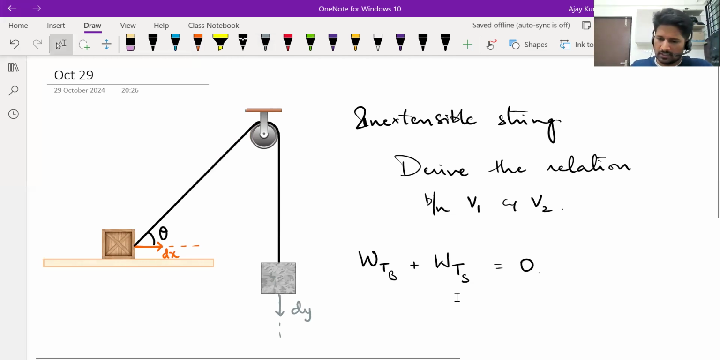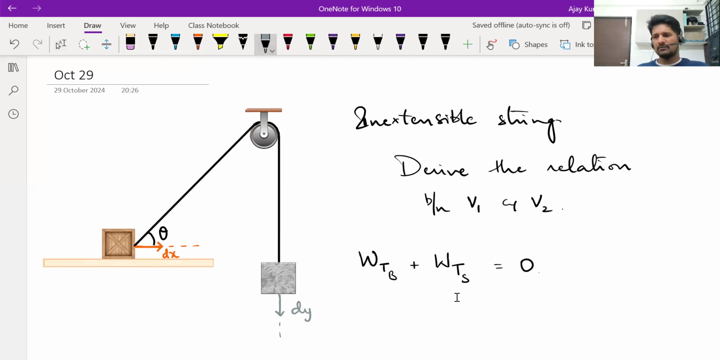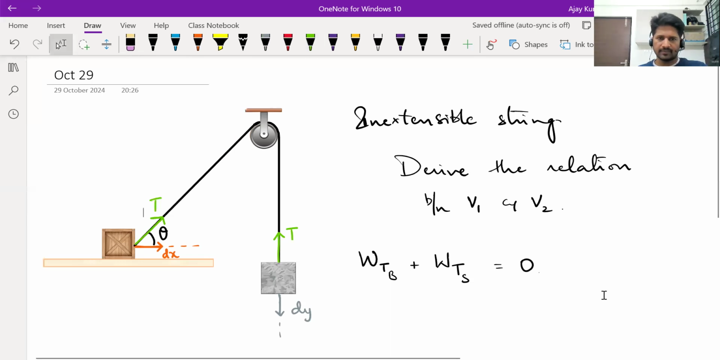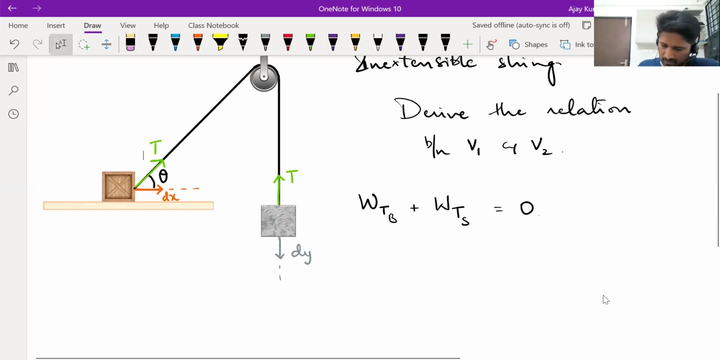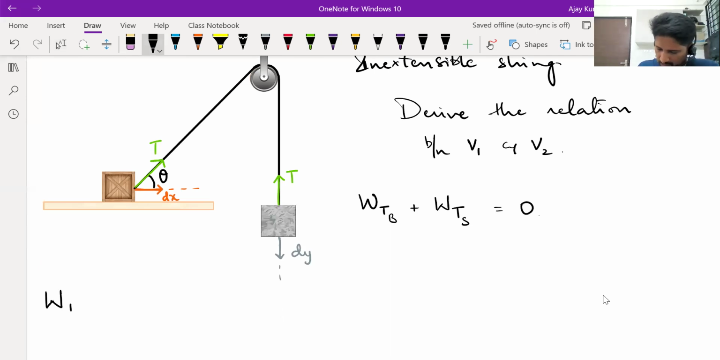Now it's a light inextensible string. A light string will have the same tension everywhere. Massless string. So on the stone, tension acts in this direction. On the box, the same amount of tension acts in this direction. Now let them undergo these small displacements. One of you tell me, in terms of T, dx and theta, how much is the work done by tension on the box?